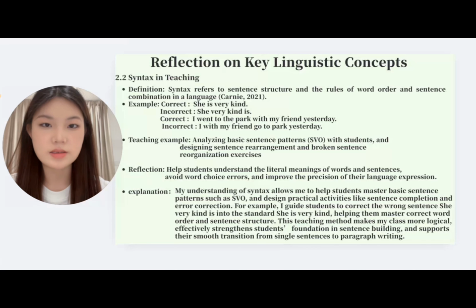This teaching method makes my class more logical, effectively strengthens students' foundation in sentence building and supports their smooth transition from single sentence to paragraph writing.